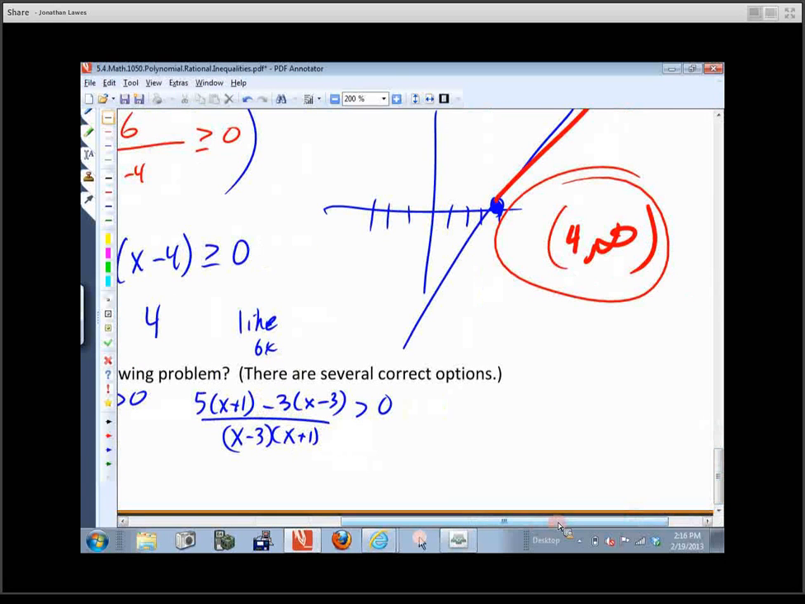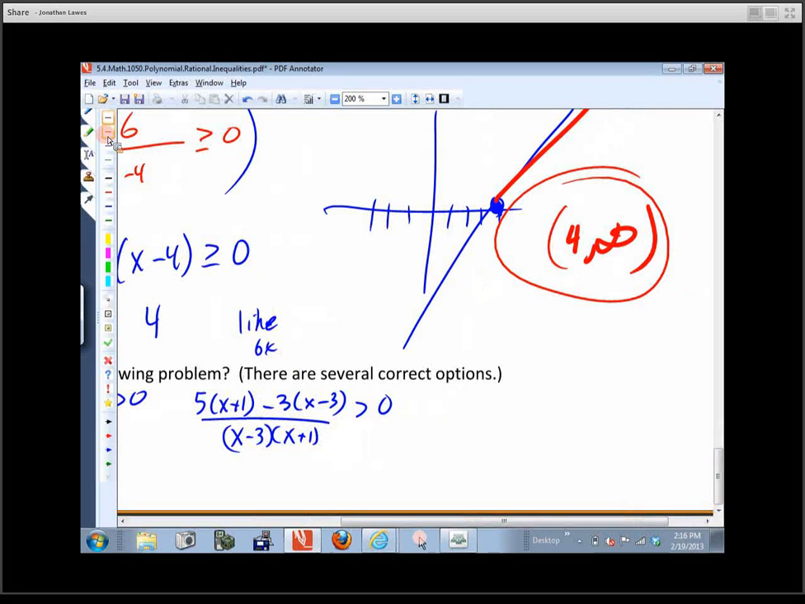I have a question. Do you have to times it by them squared, or can you just times it by them? No, you have to multiply them by them squared. Okay. So this is going to be, let's see, we've got a 5x plus a 5 and a minus 3x plus a 9. So that's going to be 2x plus 14. Is that right? Okay. So I've got (2x plus 14) over (x minus 3)(x plus 1), greater than 0.